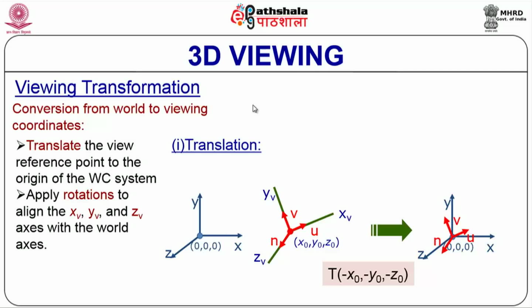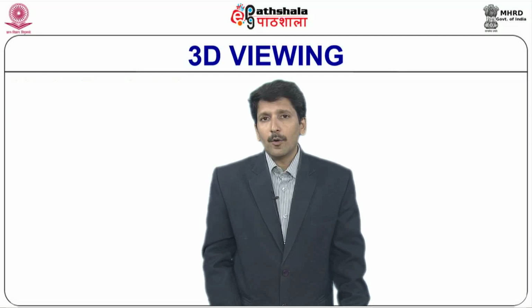So, the first step, as you can see here, is to translate the origin of the viewing coordinate system such that it aligns with the world origin. The transformation is simply translation by minus x naught, minus y naught, minus z naught. Simply translate the position p naught, which is the origin of the viewing coordinate system, such that it coincides with the origin of the world coordinate system.